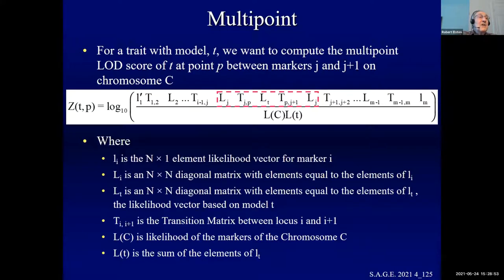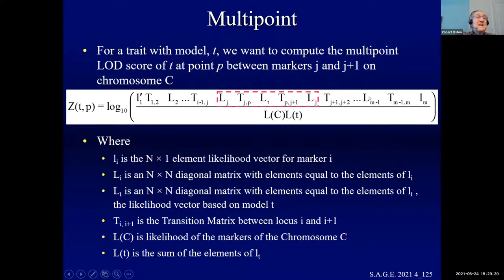This L prime is an n by one element vector. Li is an n by n diagonal matrix. These L2, Lj, all these in the middle are diagonals. And Lt is an n by n diagonal matrix with elements equal to the elements of Lt. And the likelihood vector is based on model T.